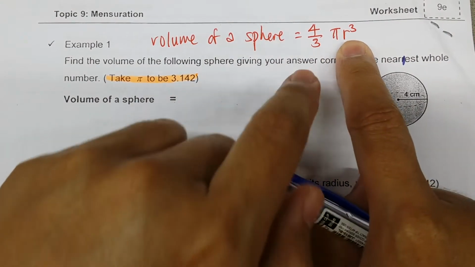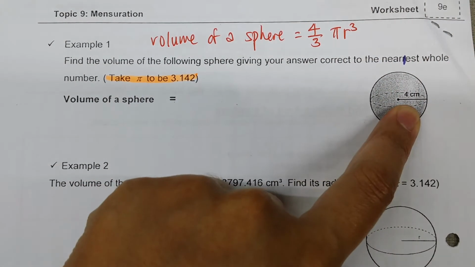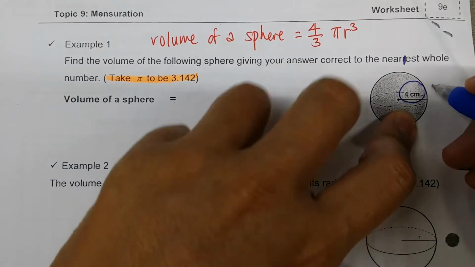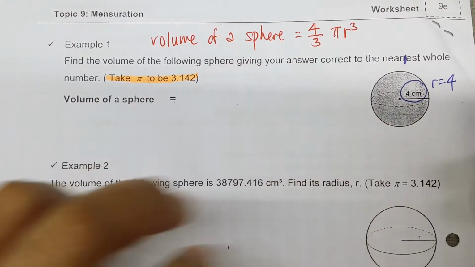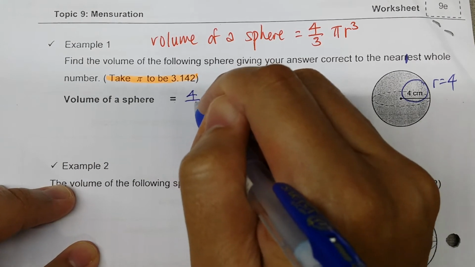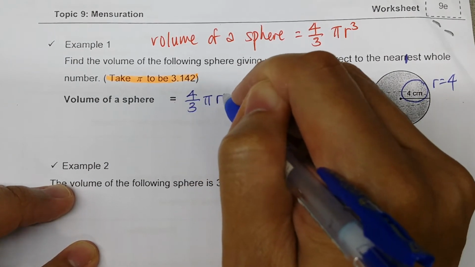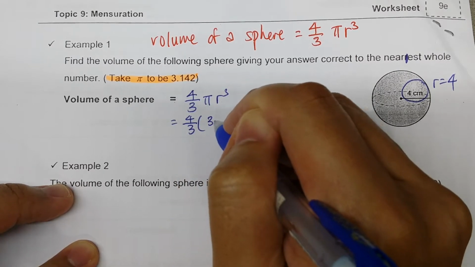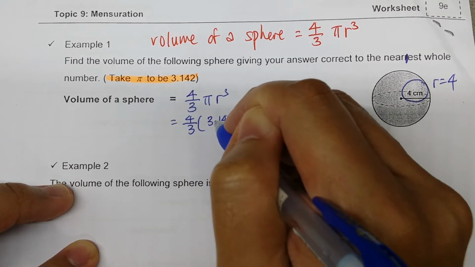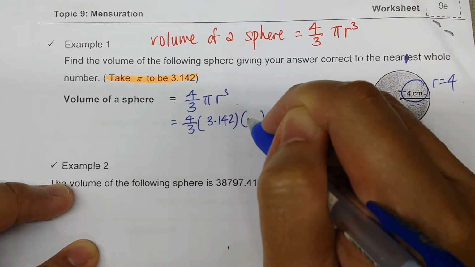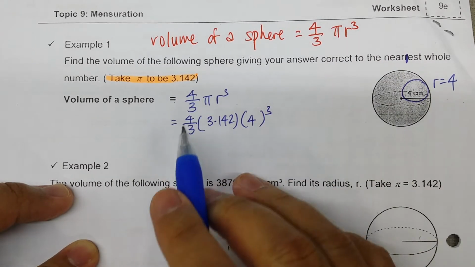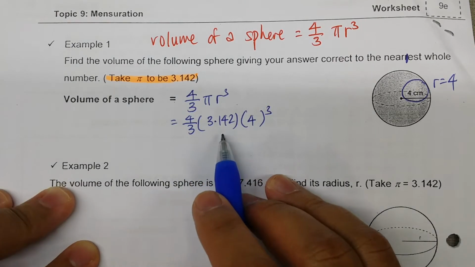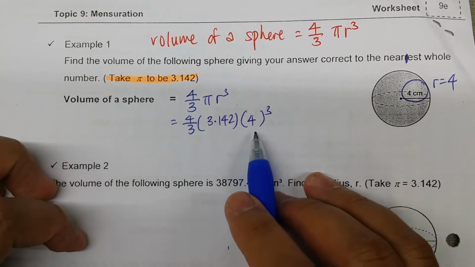You replace r with 4. If you do notice, the radius is 4. R is 4. So volume of sphere, 4/3 pi r cubed equals 4/3 pi is 3.142, then r is 4 cubed. So you just press your calculator, 4/3 times 3.142 times 4 to the power of 3.